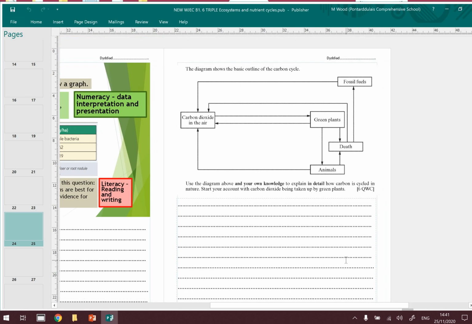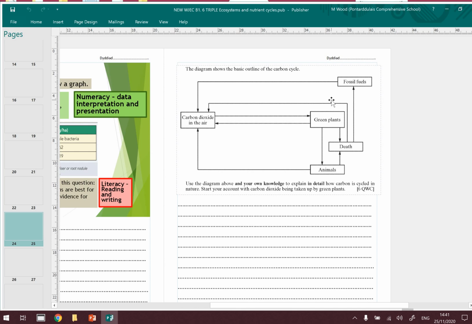It is a past paper question where you've got the basic outline of a carbon cycle. So some parts have been put on, but not all of them. Use the diagram above and your own knowledge to explain in detail how carbon is cycled in nature. Start your account with carbon dioxide being taken up by green plants. So you're going to start your discussion from here. It doesn't matter which way round you go, as long as you end up with it coming back to the green plants. So I'm going to give you 10 to 15 minutes to attempt that question first.